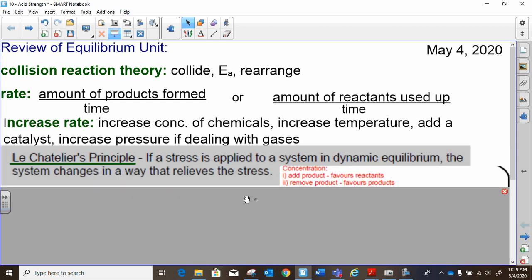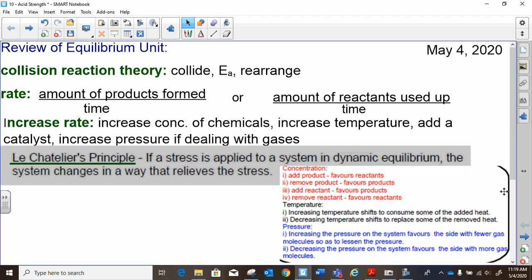Then we talked about Le Chatelier's principle. Le Chatelier's principle says that if you apply a stress to a system, it's going to react in such a way to relieve that stress. And we looked at some examples. For example, you can add product or remove product. You can add reactant or remove reactant. You can alter the temperature, and you can also change the pressure if, of course, you're dealing with a gaseous system. And we looked at examples of different chemical reactions where we did manipulate the dynamic equilibrium.